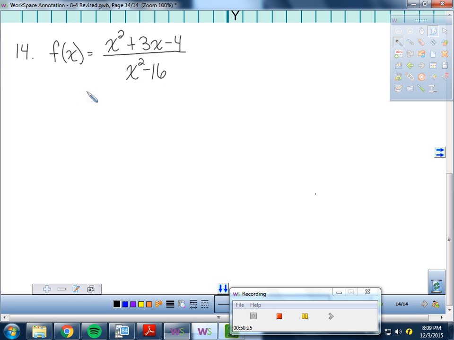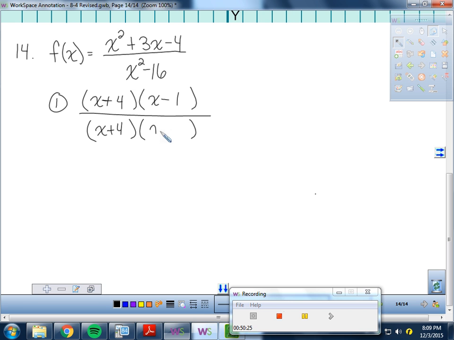So the first thing I'm going to do is factor numerator and denominator. So I'll have x minus and a plus 4 times 1. We'll multiply to make 4 and subtract to make 3. So this will be 4 and 1. And then on bottom I got x plus 4 and x minus 4. Difference of two squares.